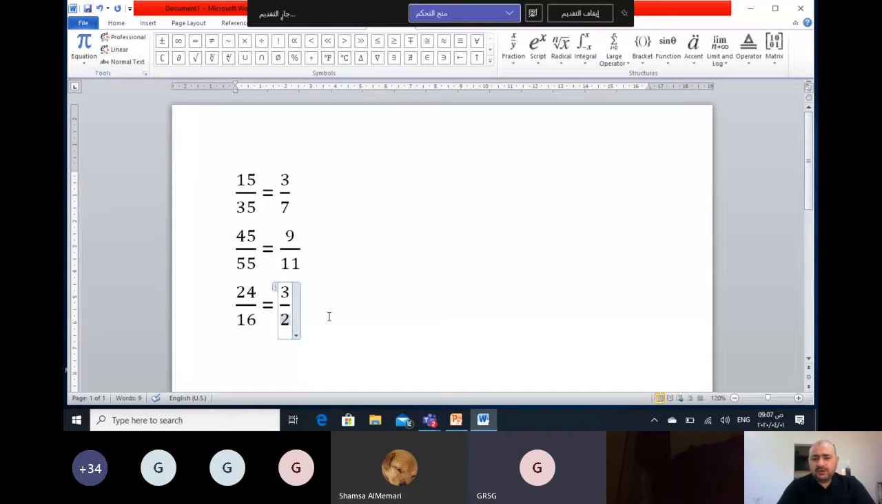Six over four is one of the simplest forms, but it's not the last form. We want to solve to the last form, the simplest form. So the last form is 3 over 2, because the GCF here equals 8. 24 divided by 8 will be 3, and 16 divided by 8 will be what?